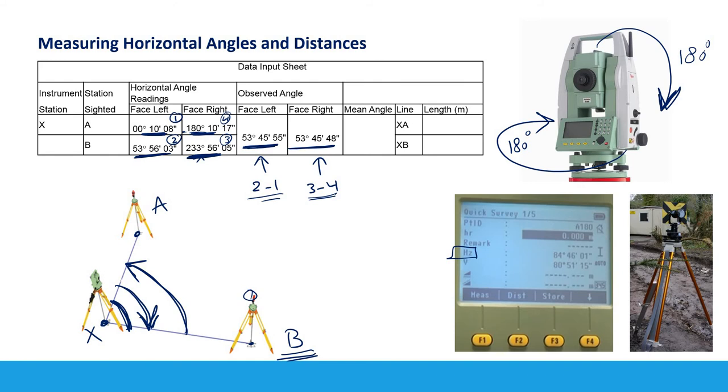So now after you have calculated the face left and face right, and you judge your numbers and feel everything is okay, the accuracy is okay within a couple of seconds, you are going to calculate the final mean angle, which is this value plus this value divided by 2, the average of these two numbers. I calculated that to be 53 degrees, 45 minutes and 52 seconds.